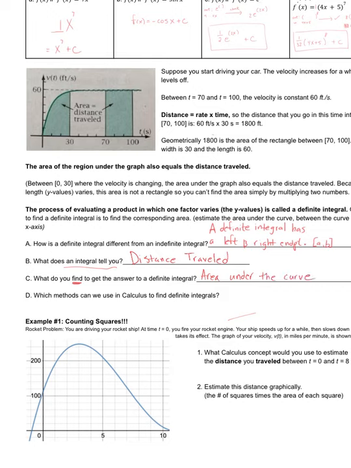So how can we find area? There's lots of different ways in calculus that we find area. Think way back to the first time you ever found an area. The first way that we can find an area is we can count squares. So let's look at example number 1.